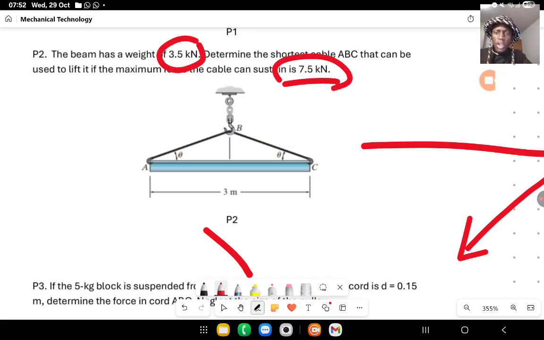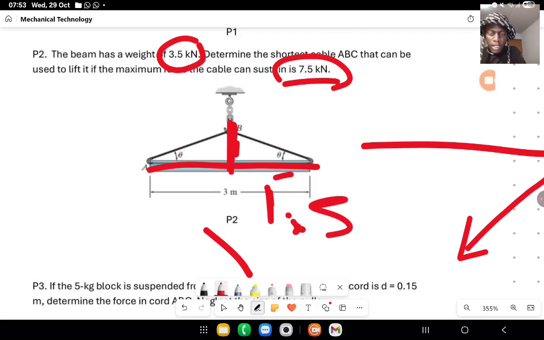Now we'll talk about 2.5, because we have found that our 3 meter here we are going to divide by 2. That means this side from here to here is 3 divided by 2, which is 1.5. Here is 1.5, even here is 1.5. We have this angle now, so now we can find here and here.